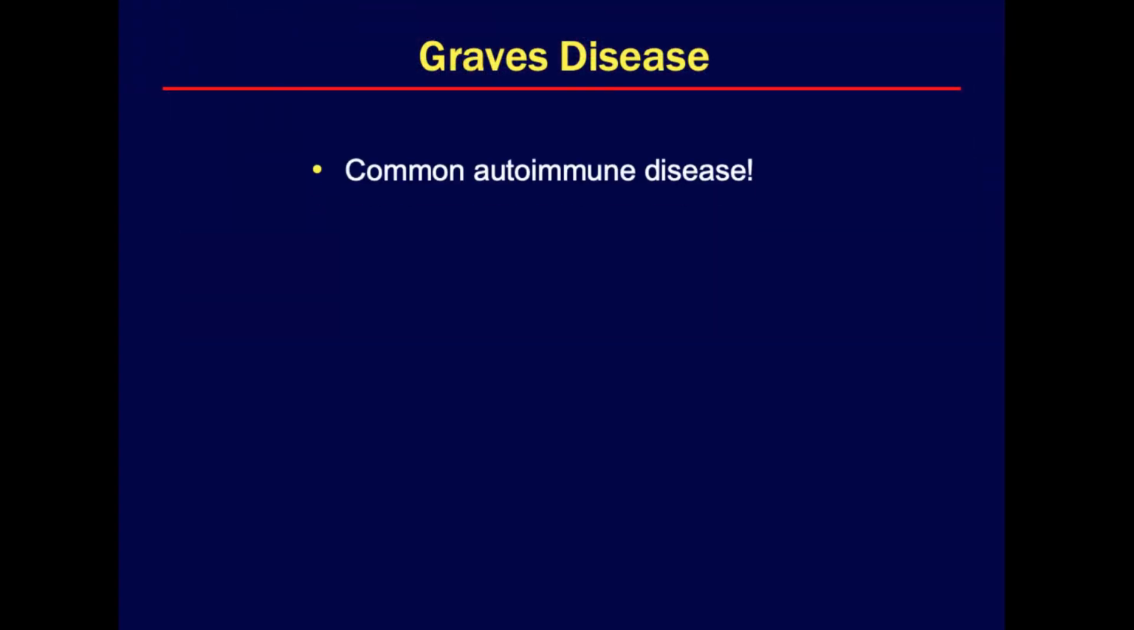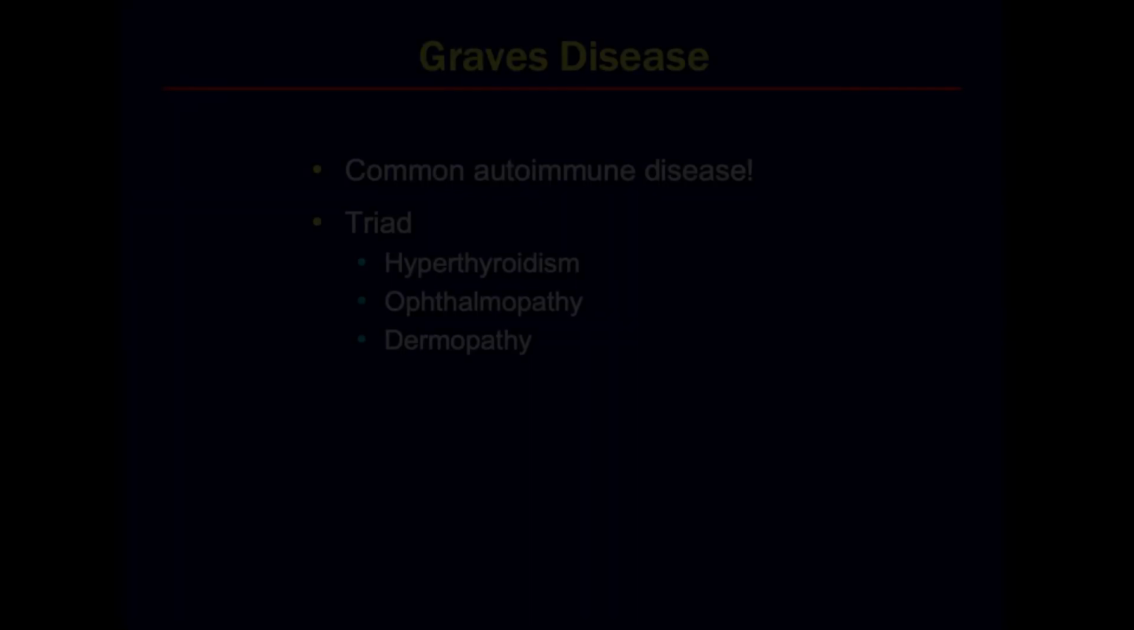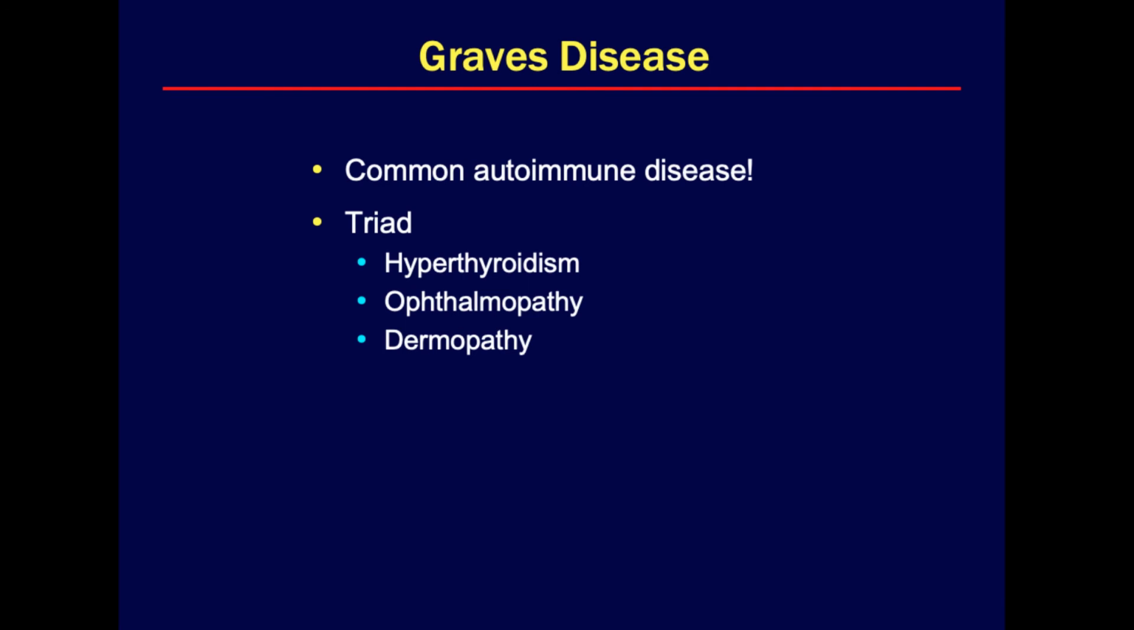Graves' disease is another autoimmune disease which then causes hyperthyroidism. And there is a basic triad with Graves' disease. You have the hyperthyroidism, ophthalmopathy, and dermopathy, which we'll talk about all three of these.